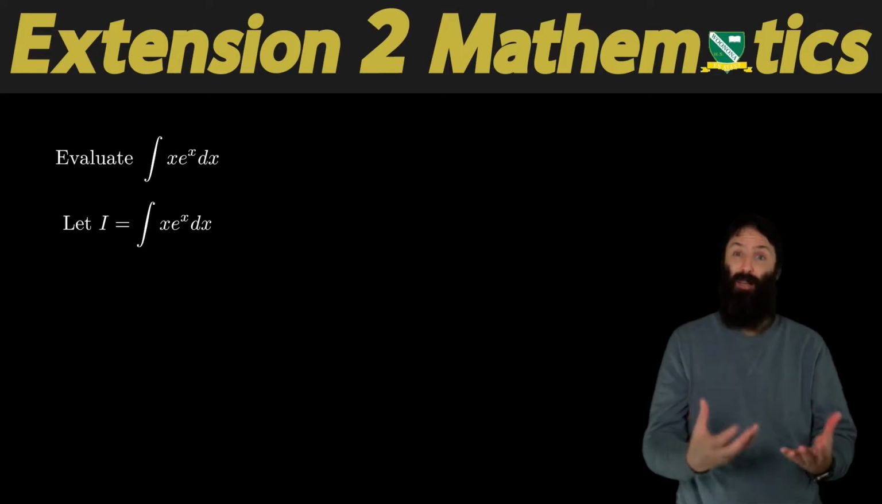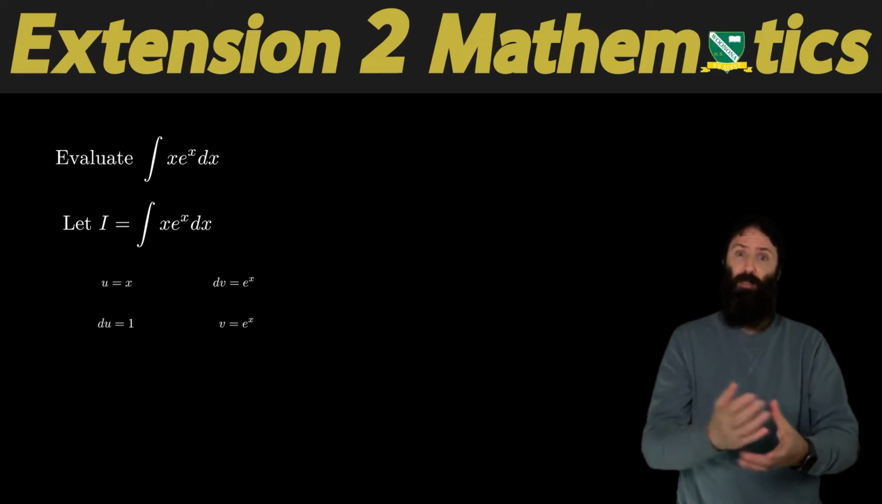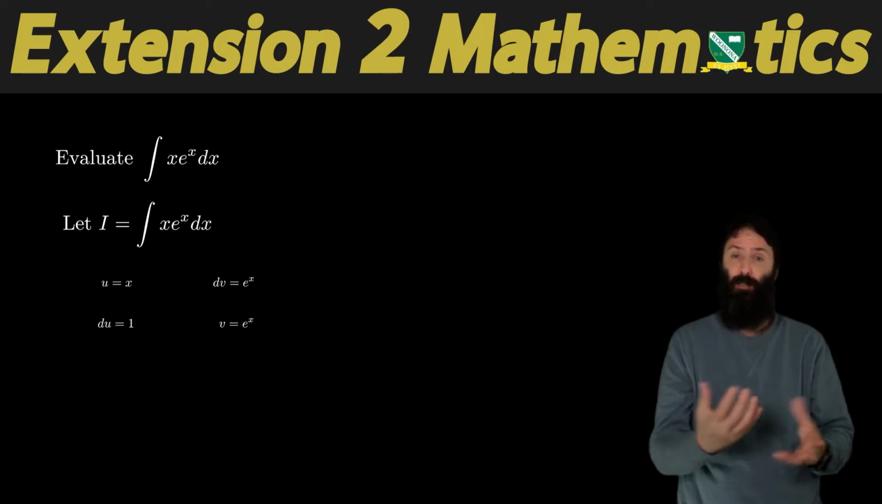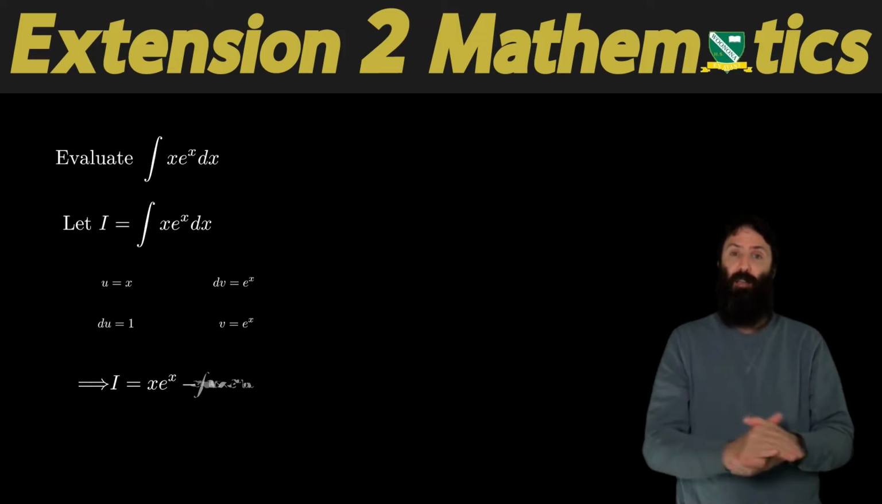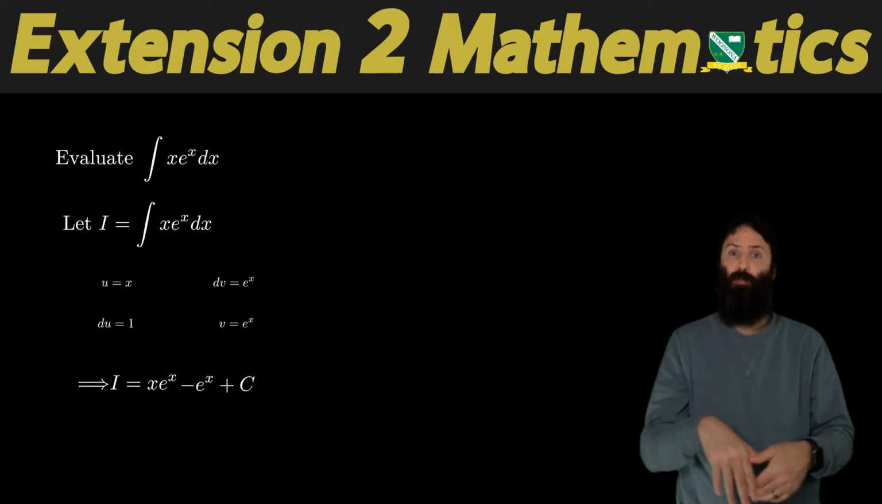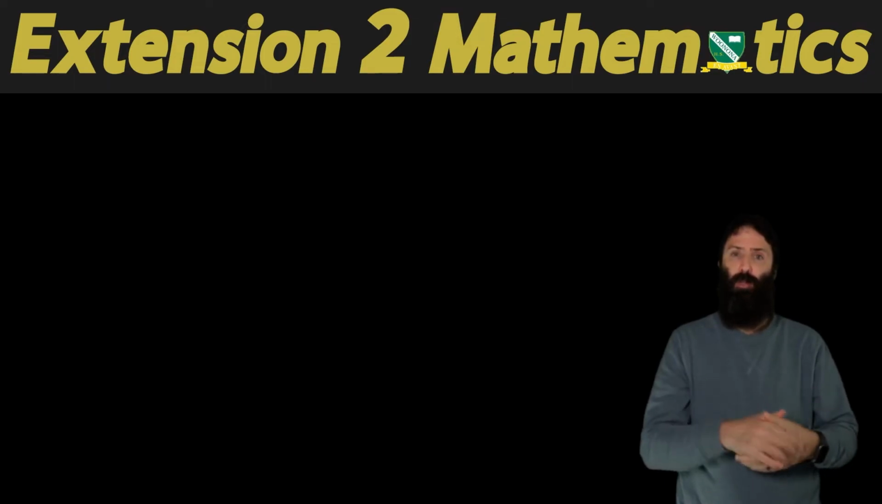Again, here we're going to let u equal x, and therefore du is 1. And dv we're going to say is e to the x, which means v is e to the x. It's nice and easy. That's a nice easy integral. So the answer is x e to the x minus e to the x plus a constant. Again, a nice simple problem to solve with integration by parts.